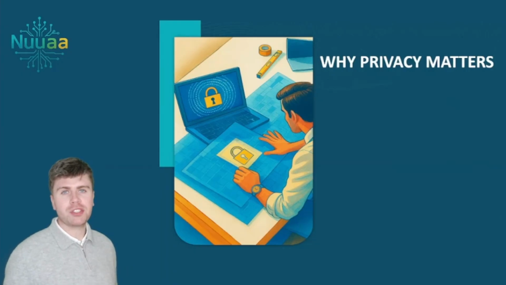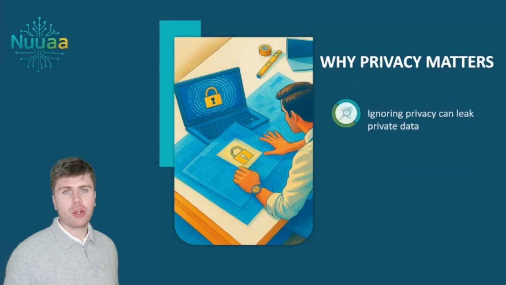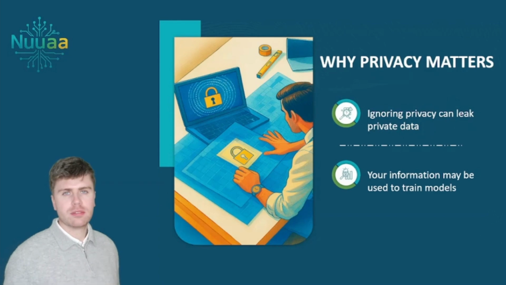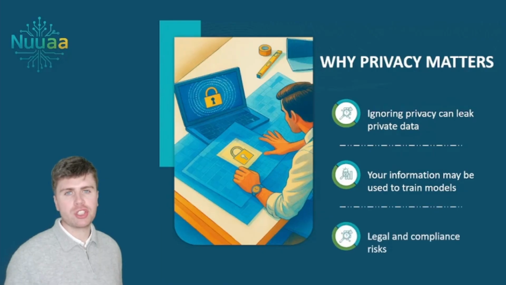That could mean your personal data being exposed to the internet or your company's data being leaked to competitors. Another risk is that your data may be used to train AI models, which means that your data could appear in somebody else's answers. And finally, poor privacy controls can lead to legal or compliance problems, especially in strict industries such as finance or healthcare. The good news is once you know the risks, you can manage them with a few simple habits and settings.